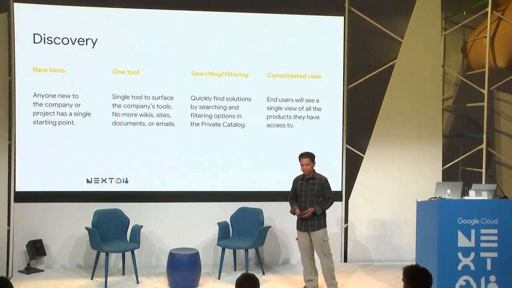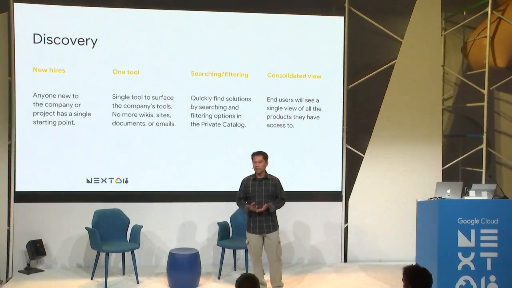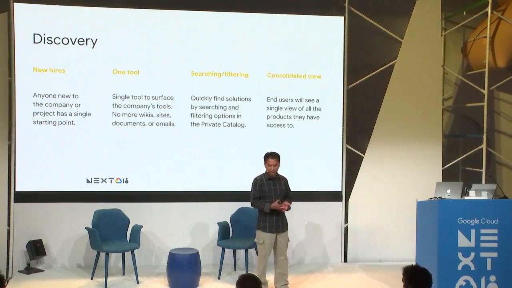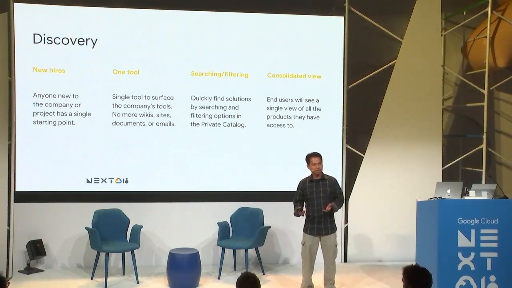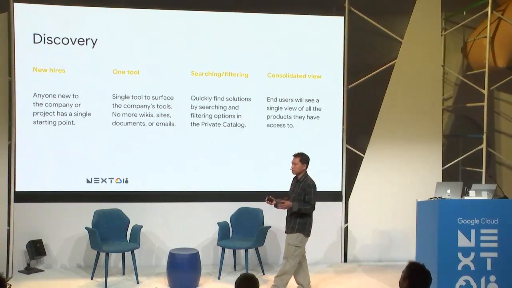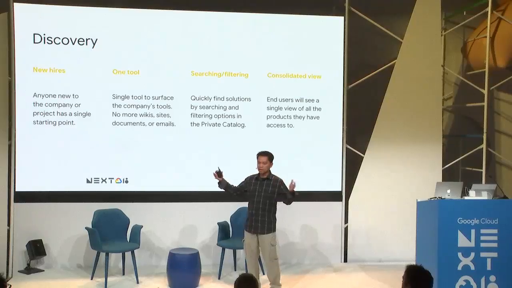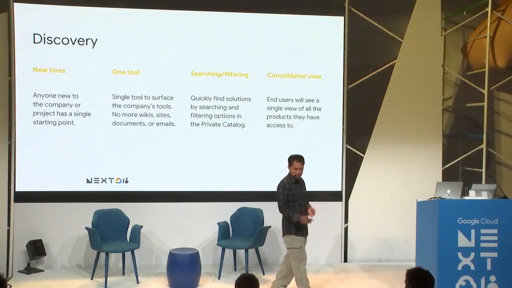Here's a single place. I showed the searching, filtering. So you can filter by the solution type, by the different catalogs. And then as an end user, if you have access to multiple catalogs, you'll see a union of all that information, which I showed earlier, where you had two catalogs, and you saw everything that I shared to that project.